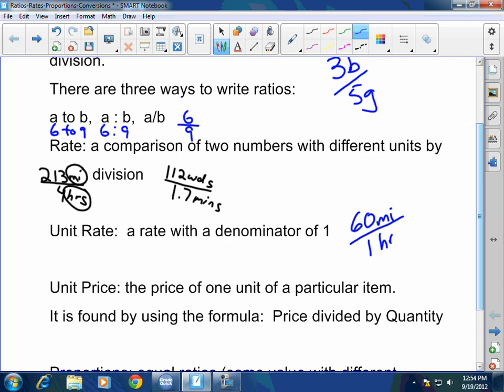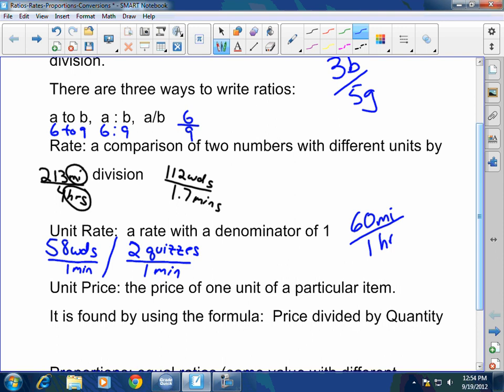Mr. Morrow can type 58 words per 1 minute. It's a unit rate because the denominator is 1. Mr. Morrow can grade 2 quizzes, which is not true at all, in 1 minute. It takes me a lot longer than that, but it's a unit rate. Does that make sense, boys? Yes? No? Okay.